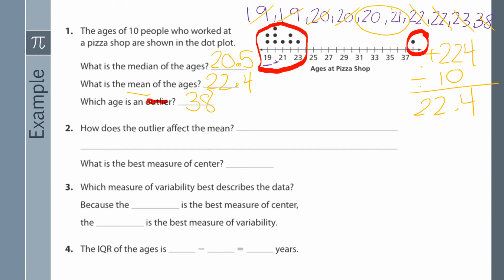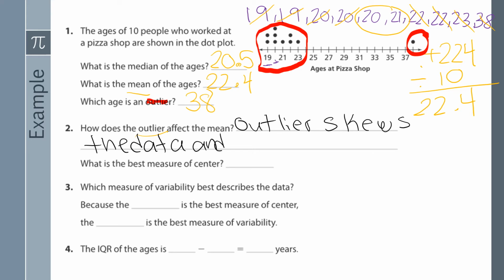So it says, how does the outlier affect the mean? Well, the outlier skews the data and makes the mean higher. So it makes my average higher, and it really doesn't give a good picture of where most of my data lies.